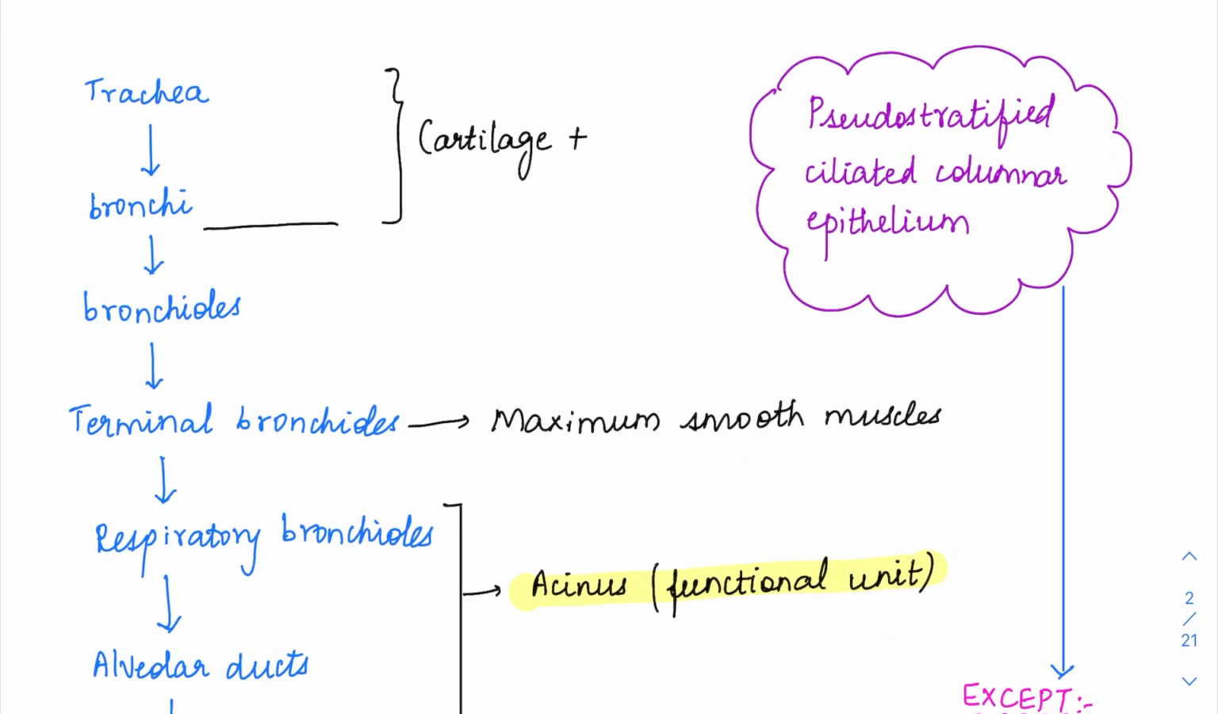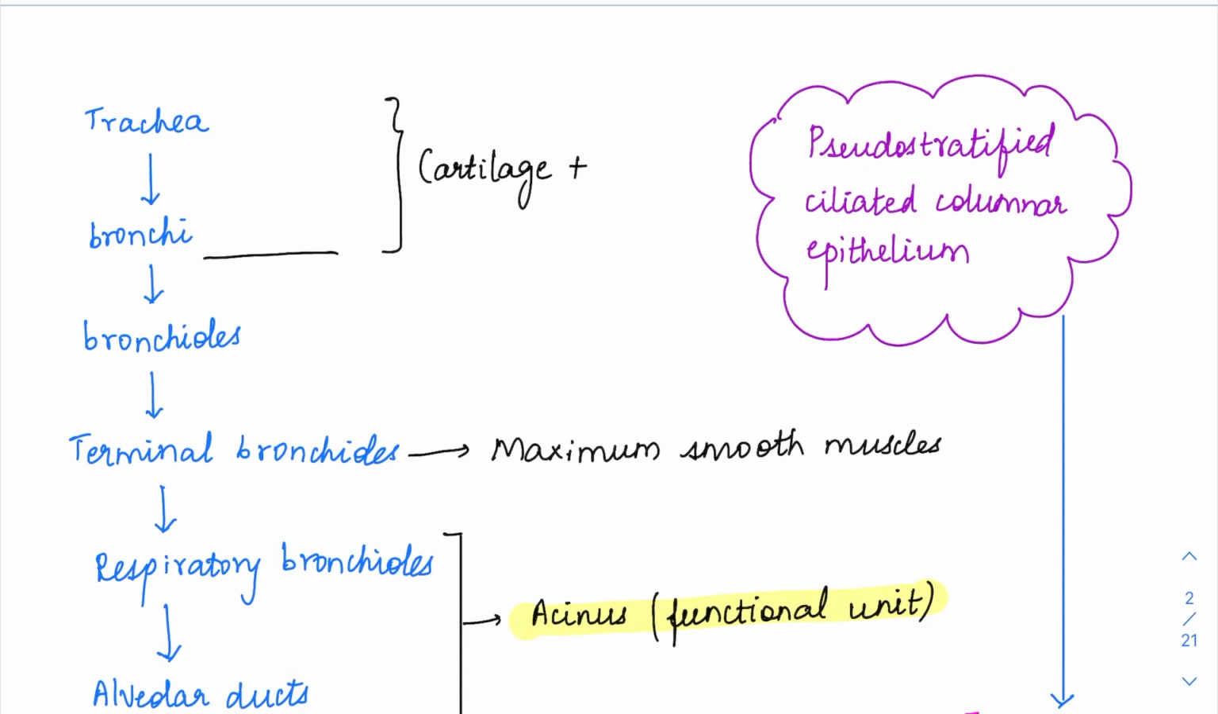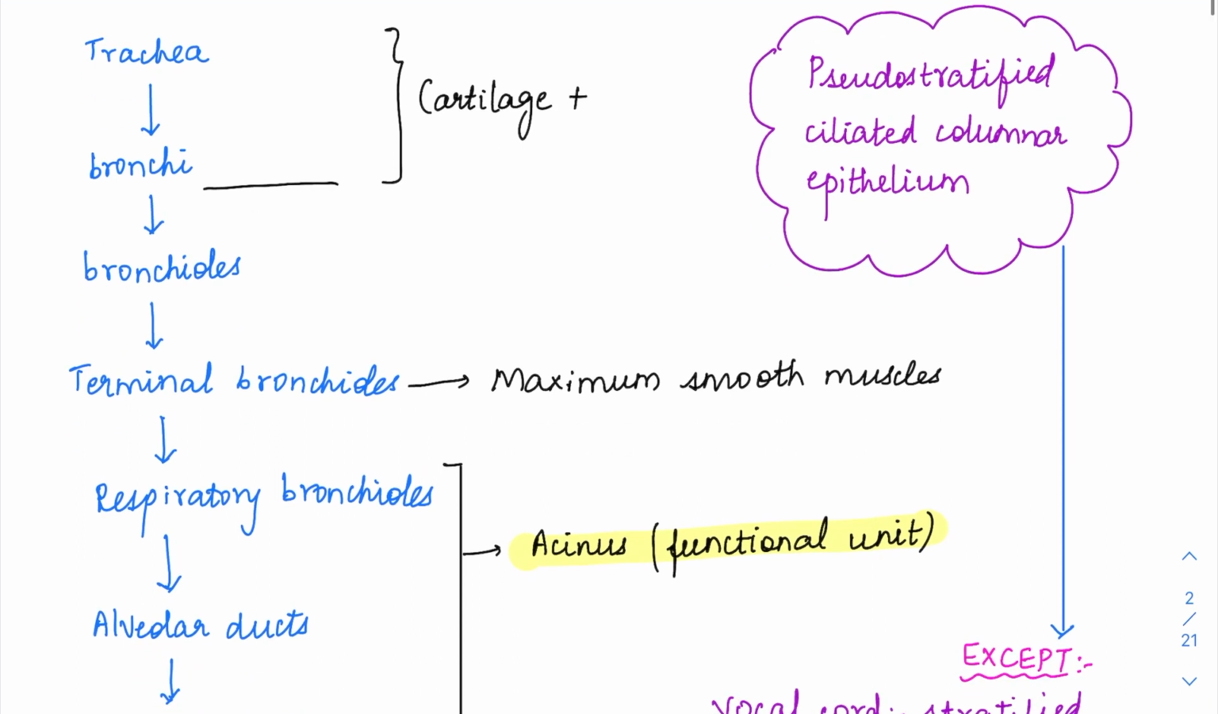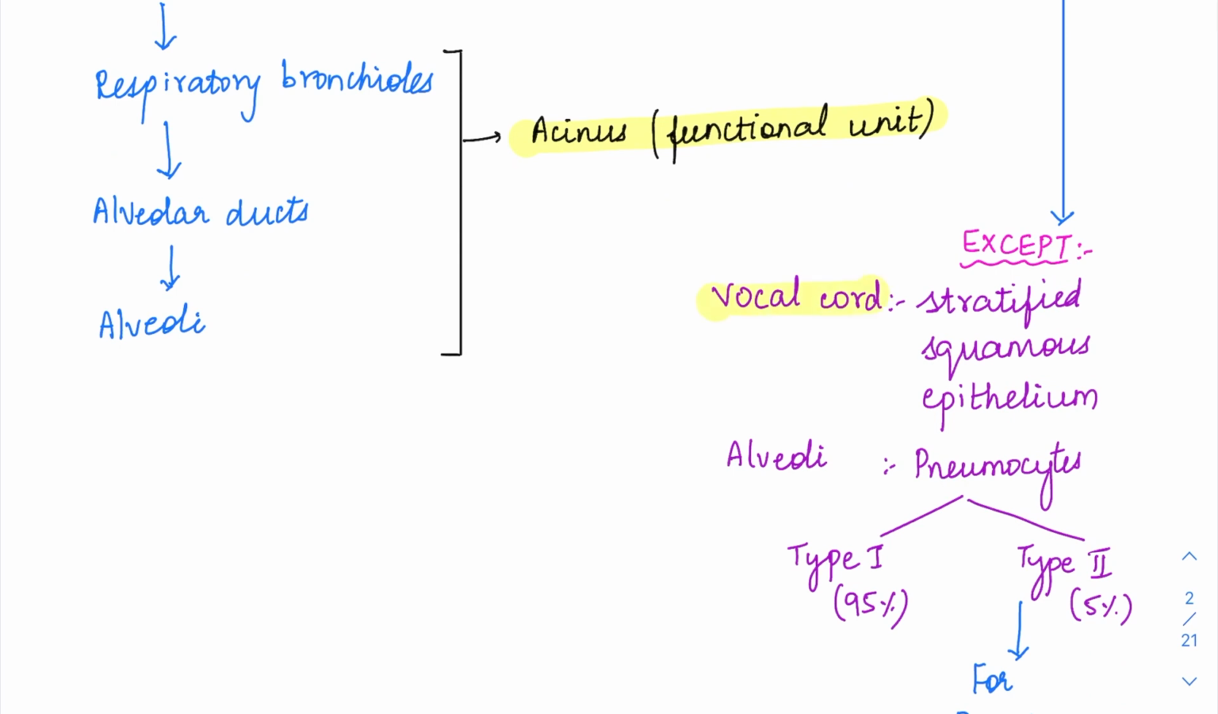In the trachea and the bronchi, the cartilaginous part is more. As it divides and goes deeper, when it reaches the lung parenchyma, the cartilage will decrease. Similarly, the maximum amount of smooth muscle is going to be present in the terminal bronchioles. If we see the epithelial lining of the respiratory tract, it is all lined with pseudostratified ciliated columnar epithelium, except, so pathology always deals with exceptions, right? Except in the vocal cord, which is going to be lined by stratified squamous epithelium.